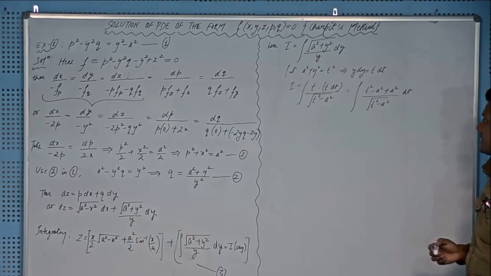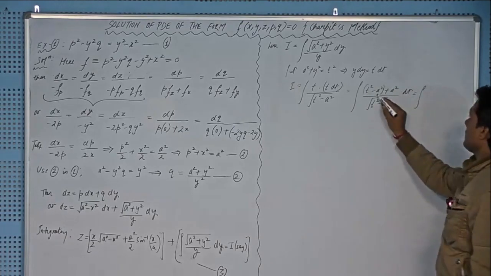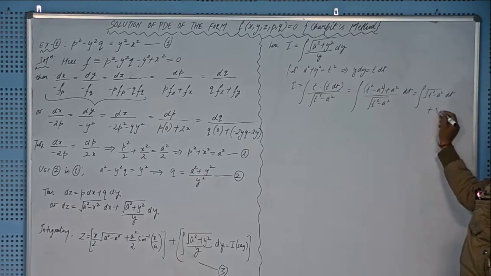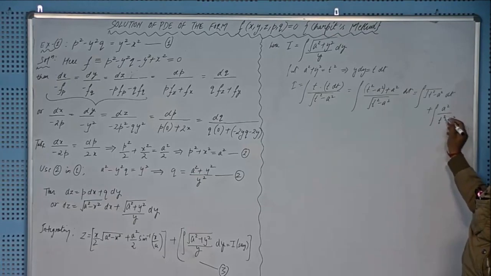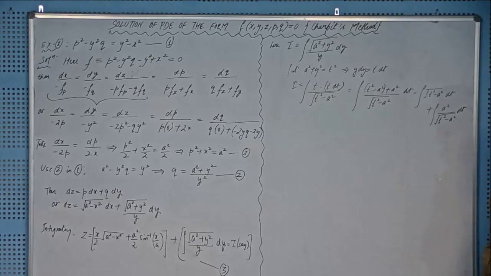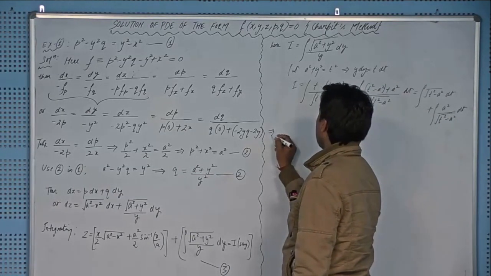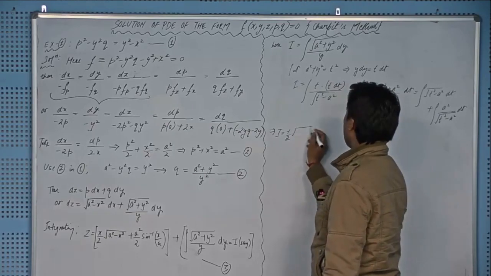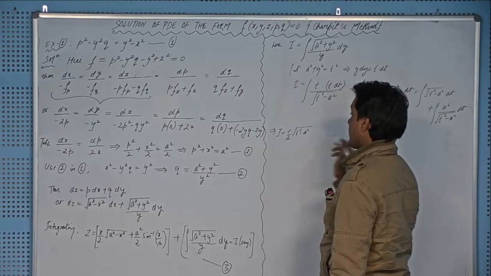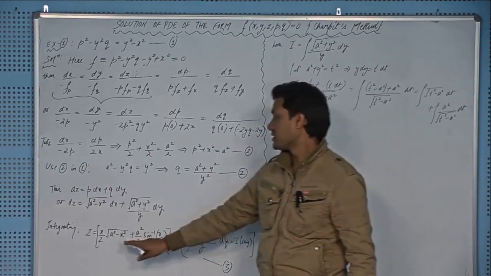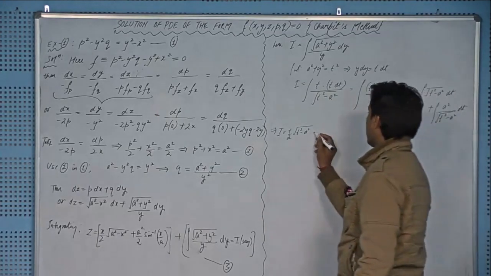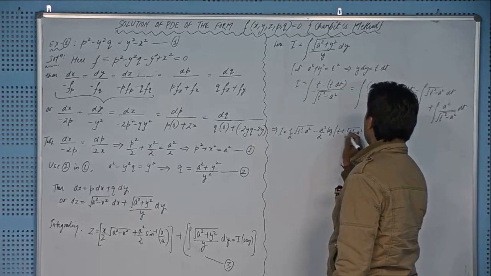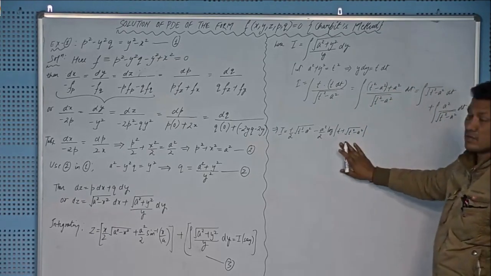Then splitting this term will give me t square minus a square over under root of t square minus a square dt plus a square over under root of t square minus a square dt, right? This implies I equal to integration of this, which will be the same formula: t by 2 under root t square minus a square, and the second term is minus a square by 2 log t plus under root t square minus a square. You have to remember all the formulae, right? You have used this formula in your higher secondary course.